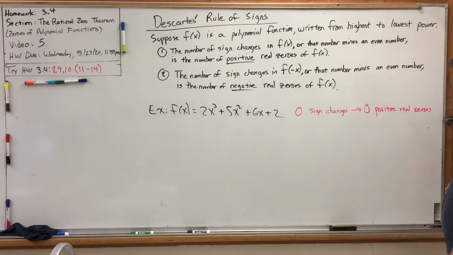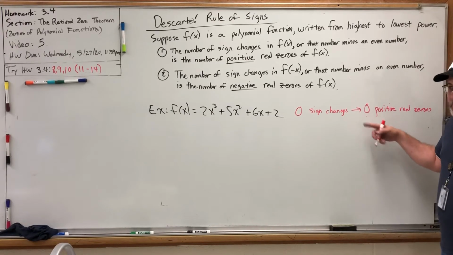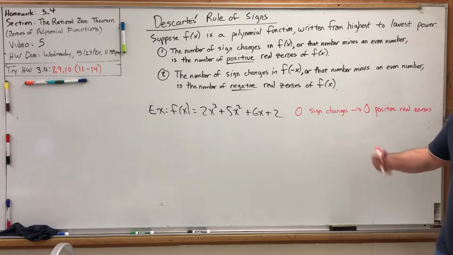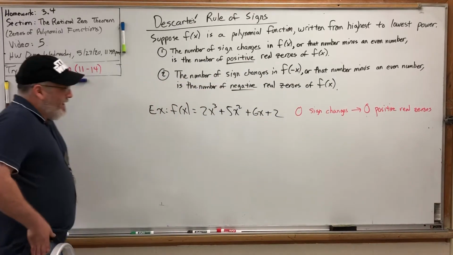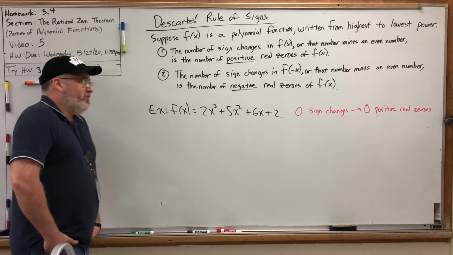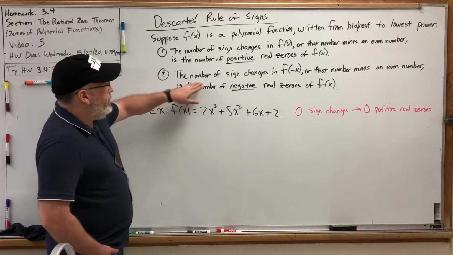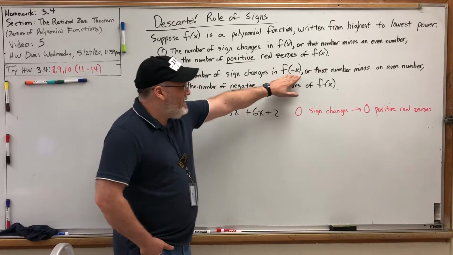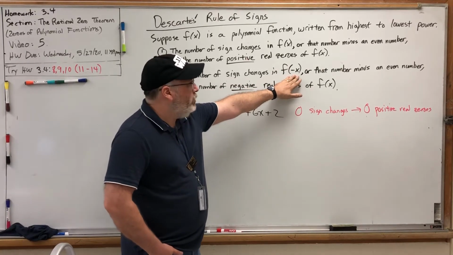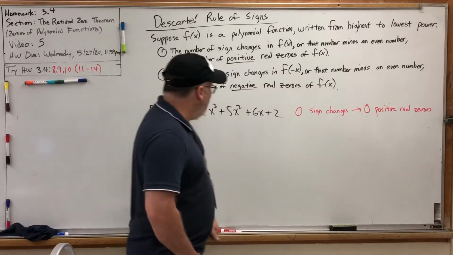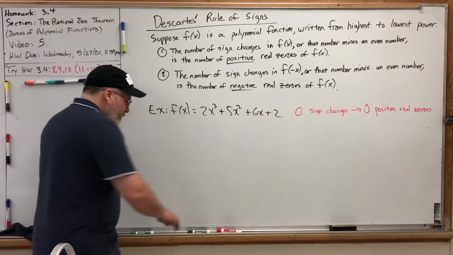Now, I can't do the minus an even number part of this because 0 minus an even number will make it negative. You can't have a negative number of zeros. And the second part of Descartes' rule of signs almost says the exact same thing with 2 subtle changes. The number of sign changes in f of negative x, in other words, if I change all the x's to negative, or that number minus an even number, is the number of negative real zeros of f of x.